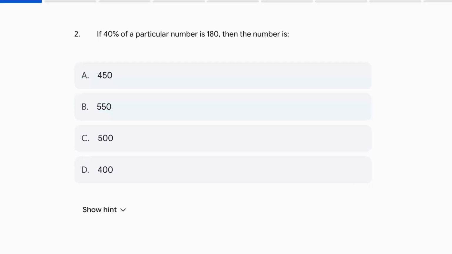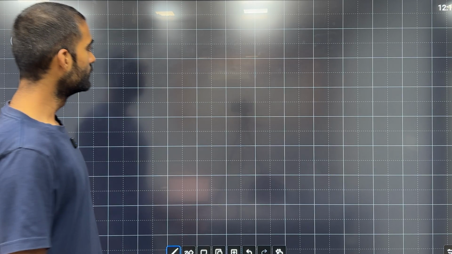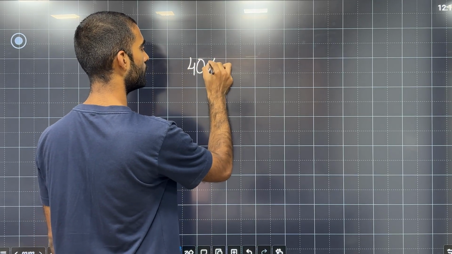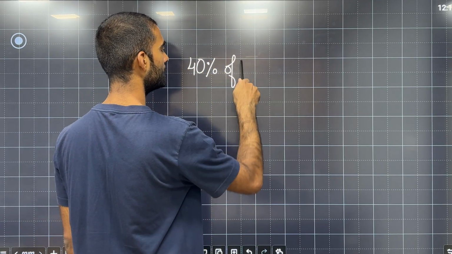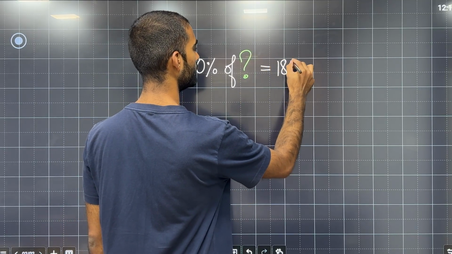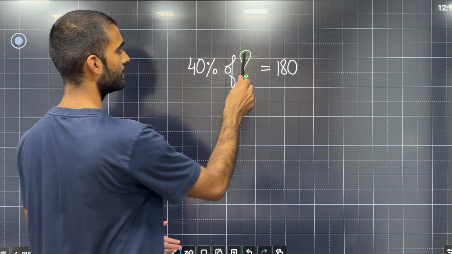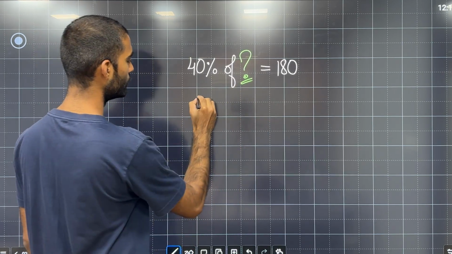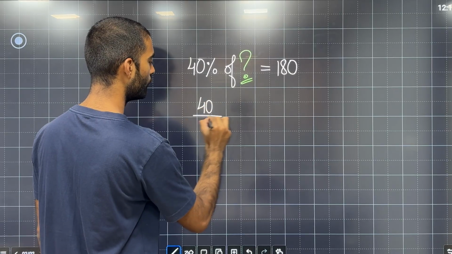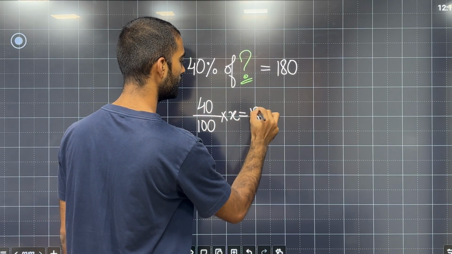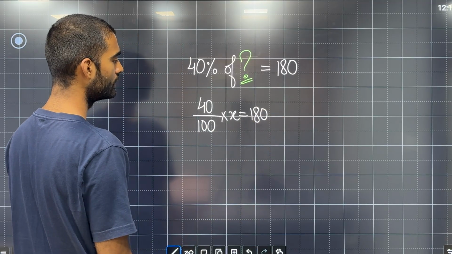If 40% of a particular number is 180, then the number is... So again, a really interesting problem. 40% of something that we don't know is equal to 180. So what will be this something? How do we find it? There are various ways. So you can just form an equation. 40 by 100 times x is equal to 180. And now you solve it.